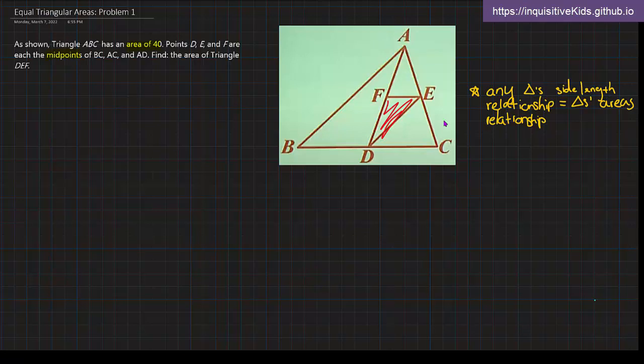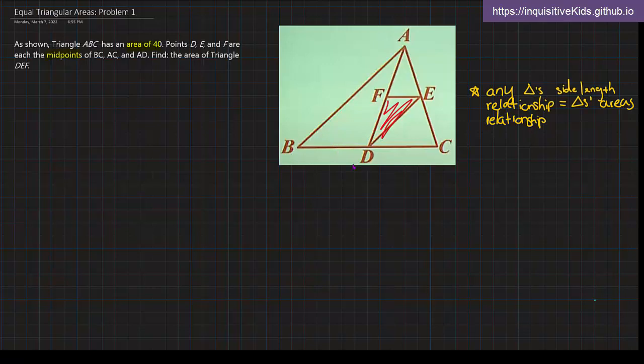So let's first think about how we can use this conclusion right here to help us solve this problem. Well, we know the whole triangle ABC has an area of 40. But so far, I'm not sure how that can really help us to solve the area of DEF. But what we do have is midpoints. Now, when I say midpoints, you should immediately think of the line it is the midpoint of, so in this case it could be BC.